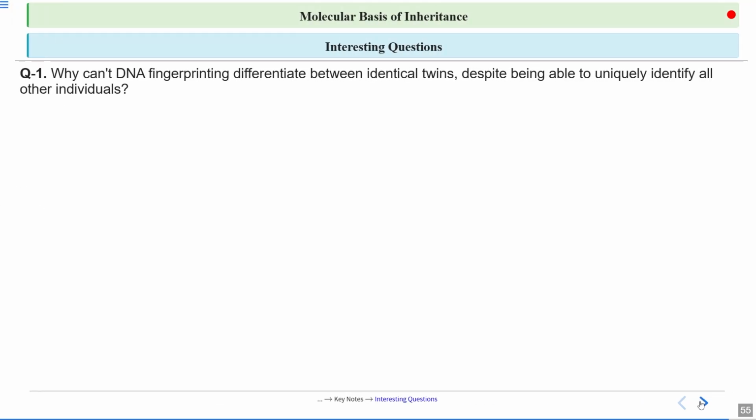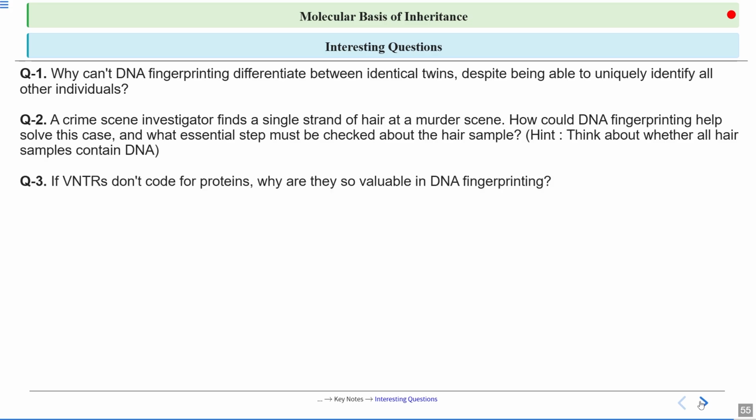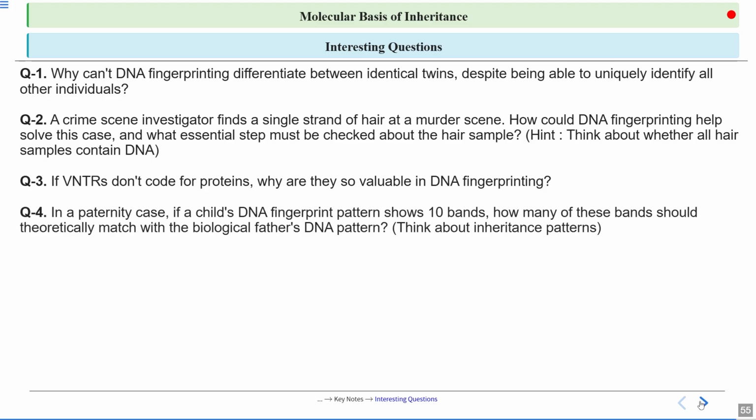First is, why can't DNA fingerprinting differentiate between identical twins despite being able to uniquely identify all other individuals? Then, a crime scene investigator finds a single strand of hair at a murder scene. How could DNA fingerprinting help solve this case? And what essential step must be checked about the hair sample? Hint, think about whether all hair samples contain DNA or not. Then, if VNTRs don't code for proteins, why are they so valuable in DNA fingerprinting?